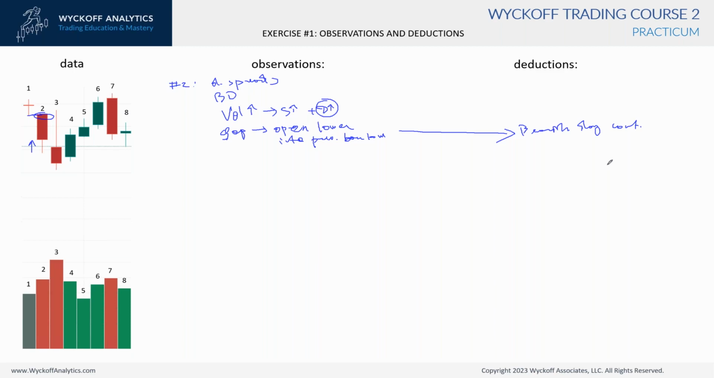So we've talked about bar number 1. We said that demand is coming in into the close on bar number 1. And then this is not a great rally because this is a down bar. So therefore, opening even weaker is suggestive that we're going to continue to the downside.